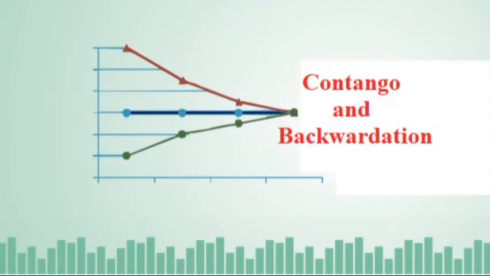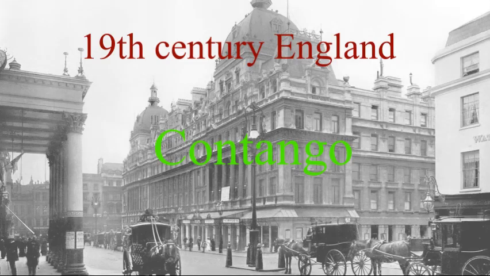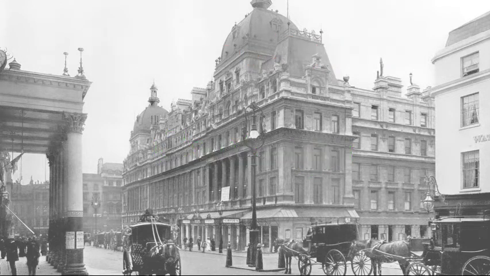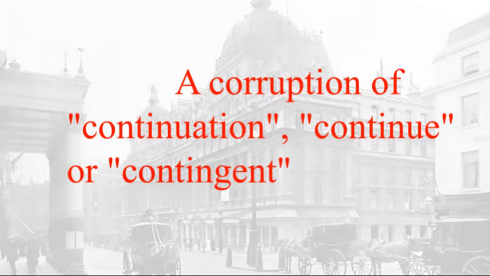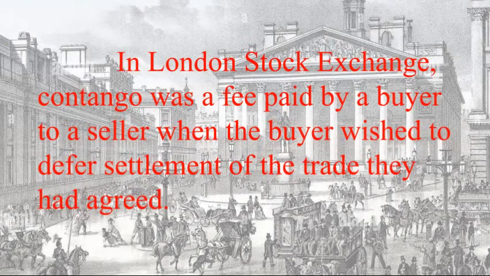Contango and backwardation. The term Contango originated in 19th century England and is believed to be a corruption of continuation, continue or contingent. In London Stock Exchange, Contango was a fee paid by a buyer to a seller when the buyer wished to defer settlement of the trade they had agreed.